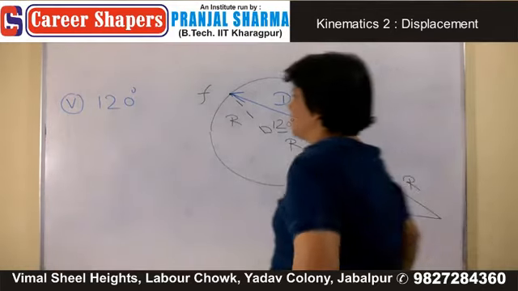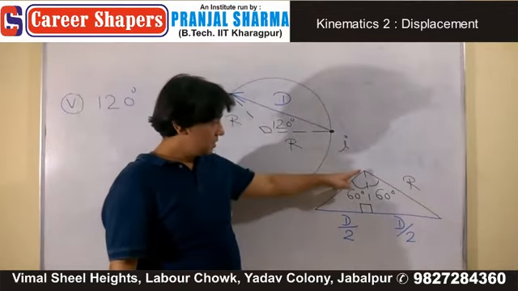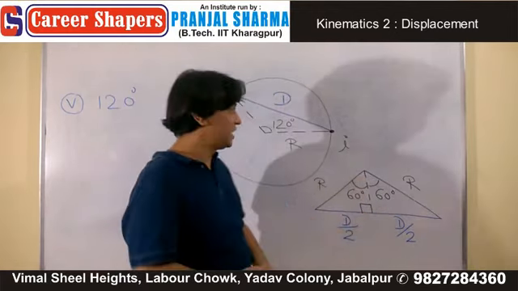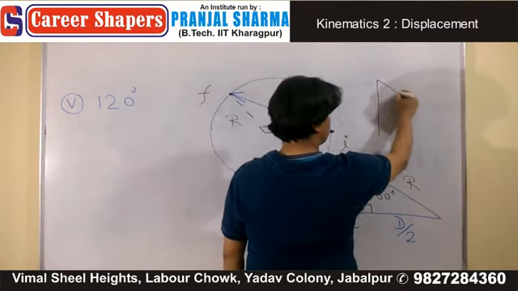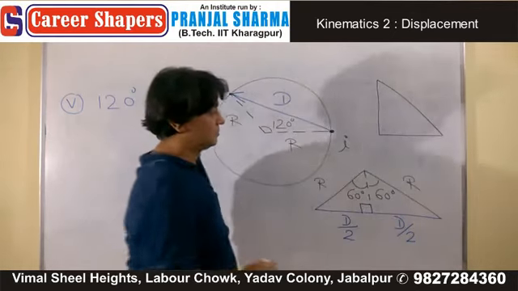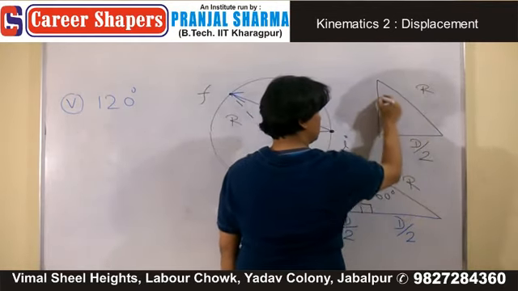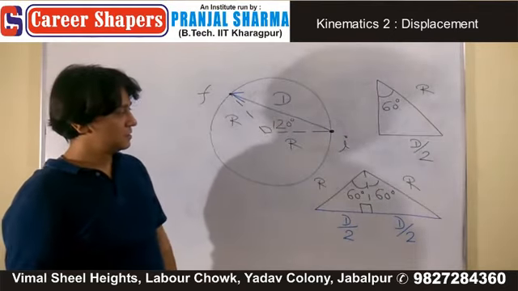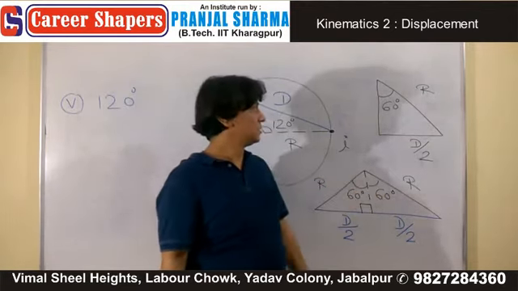Only a few have answered this thing. Look at only any one part of this triangle, right angle triangle. The right angle triangle which you see is in this form. This is R, this is D by 2, this is 60.